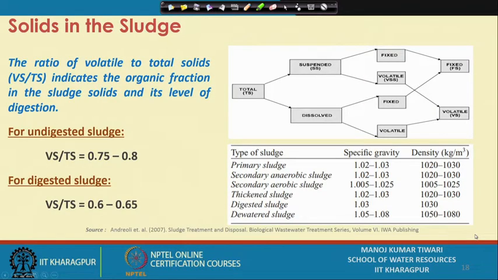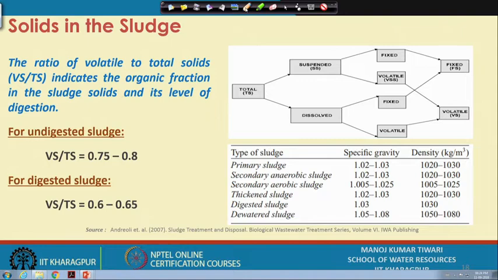Now, for the treatment of sludge, the first and foremost thing is to understand what we are going to treat or what we are going to process. As we discussed, sludge processing is essentially the processing of solids. It is essentially the solids which we are planning to process. Now, there are different forms and different types of solids. The total solids present in the sludge can be categorized as suspended solids or dissolved solids.